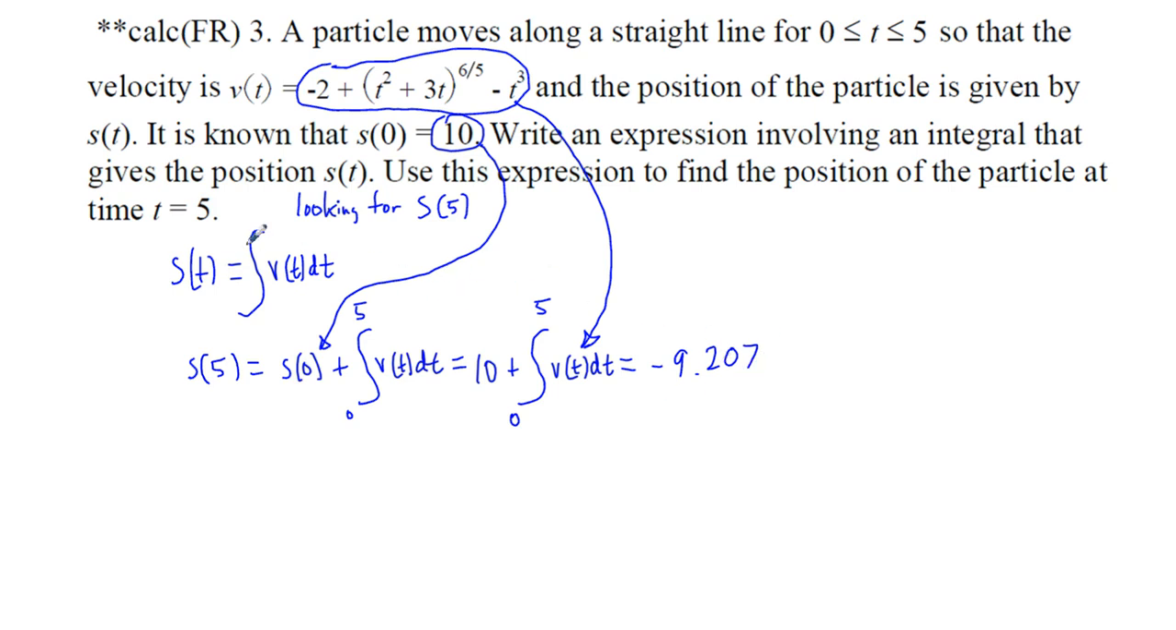Okay. Along the straight line. So we'll just say s of 5 equals -9.207. I would look for units if I could. Does it say anything about inches, centimeters, meters, kilometers, or anything? No, that's going to be it. So that is our answer.